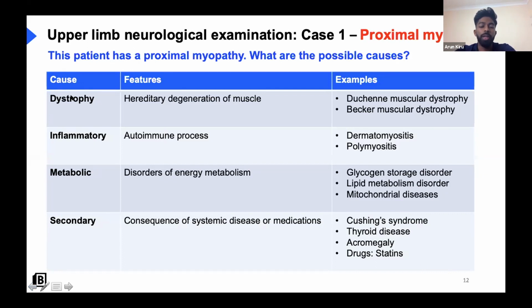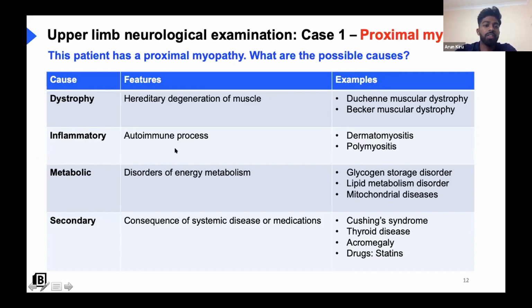So we can classify proximal myopathies into dystrophies. And what are dystrophies? They're hereditary degeneration of the muscle. Both of these are X-linked diseases. And we've talked about how Duchenne's and Becker's both present similarly. They have that calf pseudohypertrophy, so often these patients end up in wheelchairs. Becker's is less severe, so Duchenne's usually are patients that don't always survive to full life expectancy because they're in wheelchairs quite early on. So Duchenne's is more severe.